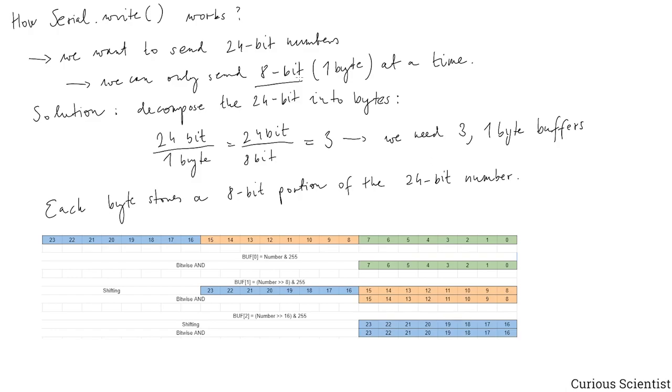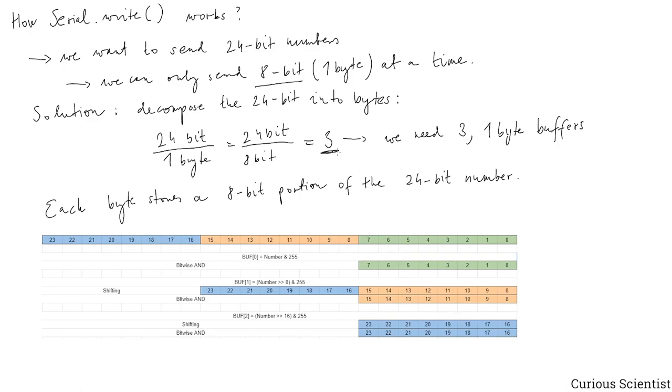So then we have to think how we can solve it. And the solution is that we have to decompose our 24-bit number into bytes. And how we do that is very simple. It's just a division. So we have 24 bits as our number, and we want to split it up into bytes. And we know that 1 byte is 8 bits. So we just divide 24 by 8, and that gives us 3, of course. So we need 3 1-byte buffers, and that's what I showed you in the code. So now you see how this works.